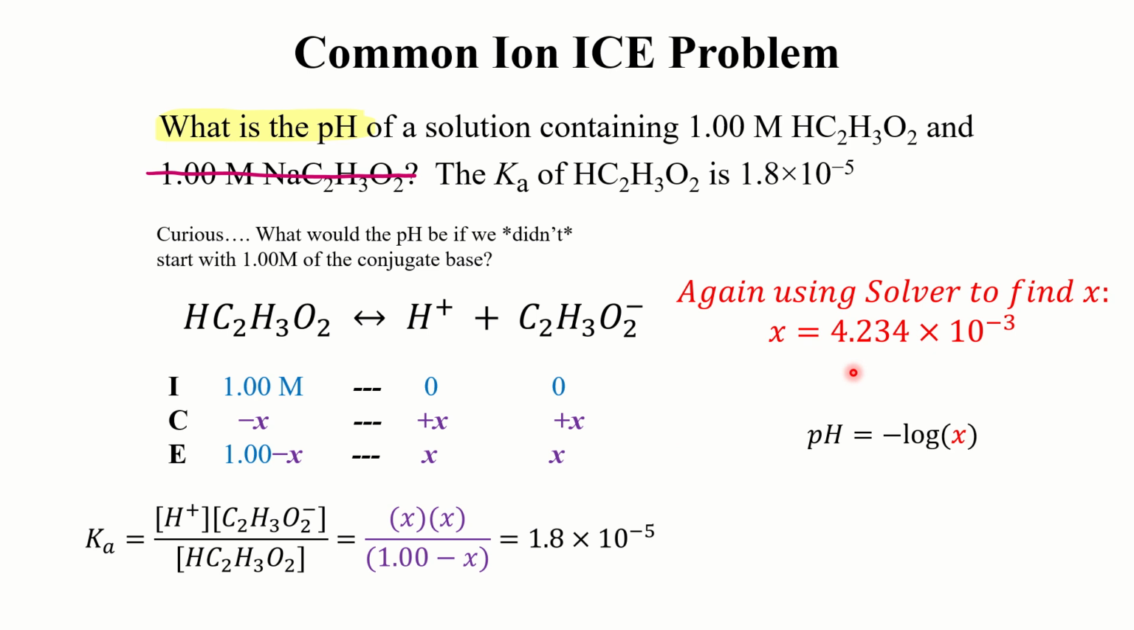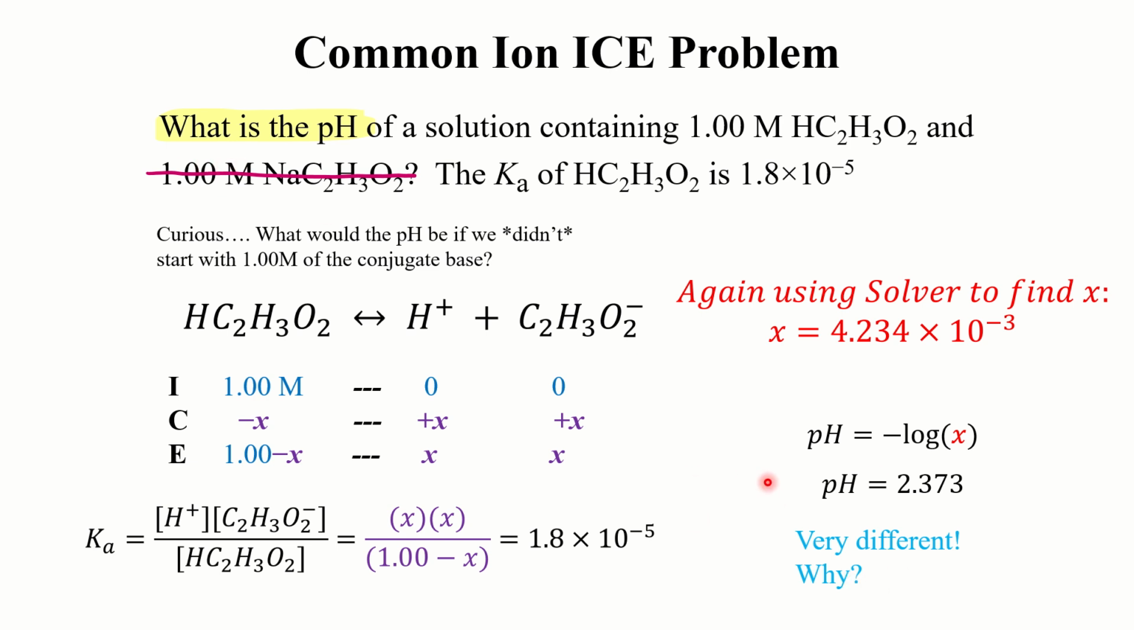So now when we plug this into our pH expression, again remembering that pH equals the negative log of H plus, which is just x once again, we can take this value, plug it in, and we get a pH of 2.373. Note that this pH is very different than the one we got on the previous problem when we did start with that 1 molar of the weak base.